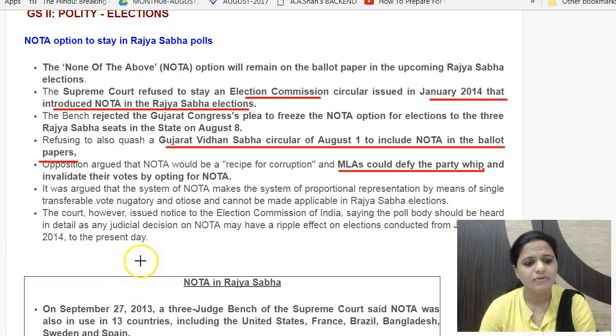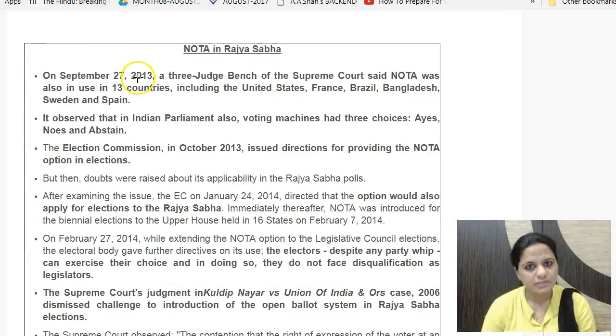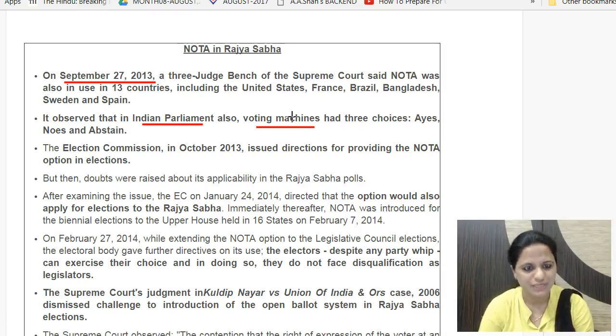Now going ahead and looking at the Rajya Sabha elections and NOTA a little in detail. So here you can see, NOTA was introduced in the country by a Supreme Court ruling. In September 2013, a 3-judge bench of the Supreme Court said that NOTA is used in various countries, around 13 countries, including US, France, Brazil and Bangladesh. So India will also introduce NOTA, and it said even the Indian Parliament has its voting machines having ayes, noes and abstentions. So when a bill is being voted on in Parliament, the 3 options are there. You can abstain from voting. So that is what NOTA is all about.